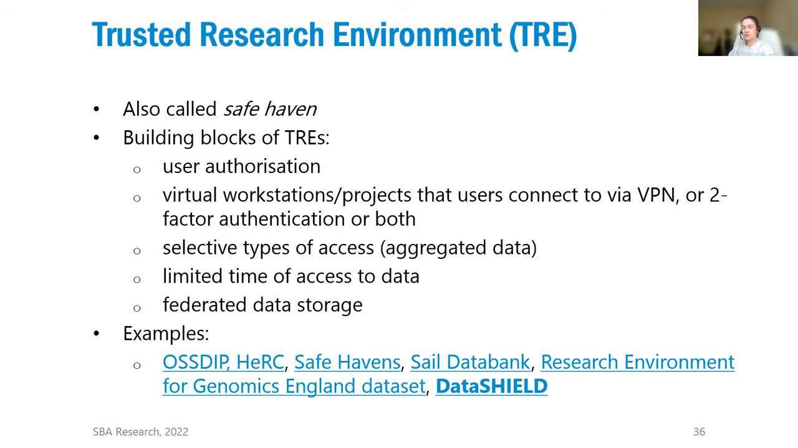We have some examples of trusted research environments. For example, OSDIP is a data visiting platform developed by researchers from the Technical University of Vienna. Then a few others that are based in the UK, for example, Hertz, Safe Havens, SAIL Databank, the research environment for the Genomics England dataset. And finally, DataSHIELD, which we will talk about in more detail.